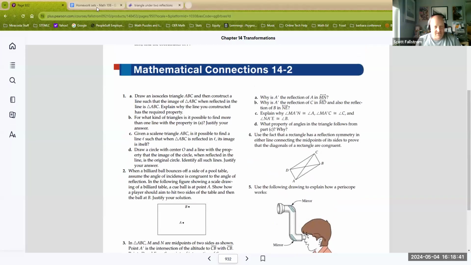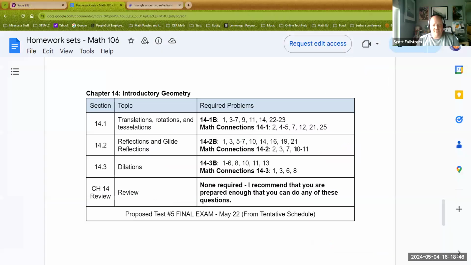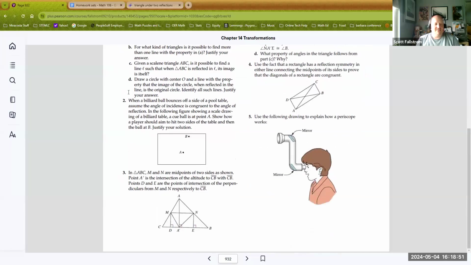Hello, students. Math connections out of section 14.2. And 14.2 has 2, 3, 7, 10, and 11. So a total of 5. That's not too bad. So we'll start with question 2.